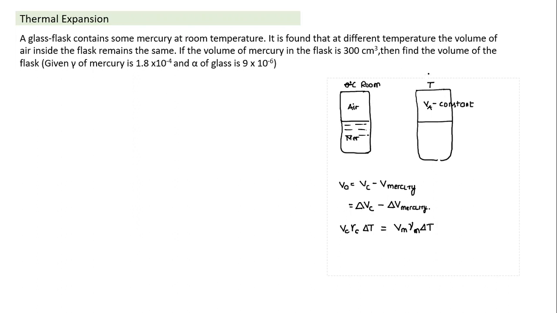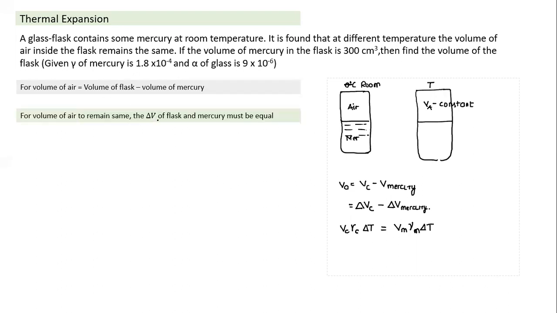Rest all is simple substitution. What is it we need to find? The volume of the flask here. If you substitute, we find the volume of the flask, because the volume of mercury is given. Only one thing is unknown, Vc, the volume of the container, the volume of the flask. So the volume of air is equal to the volume of flask minus mercury. If the air has to remain the same, delta V of flask and mercury must be equal.